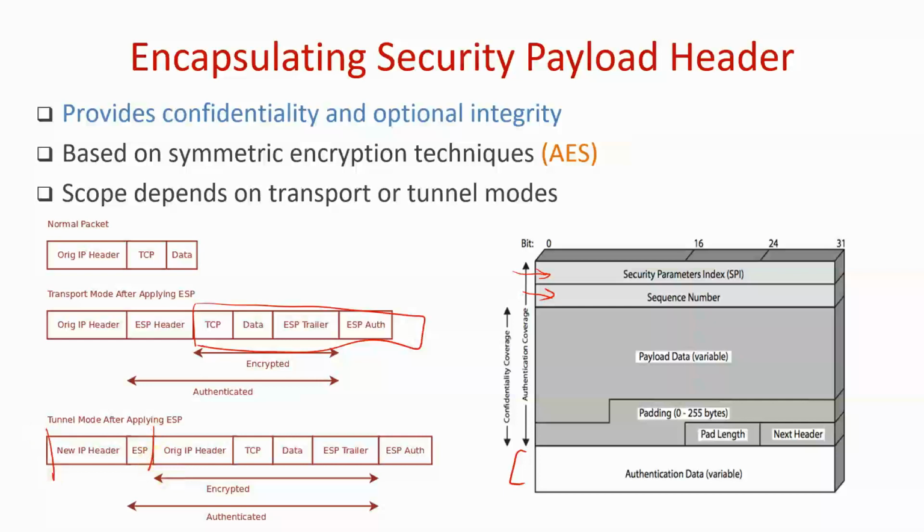Now you will notice here that the original IP header and the new IP header are not included in the authentication. This is not 100% accurate. Actually, parts of these headers will be included in the authentication. The problem is that you cannot include everything in the IP header in the authentication because there are fields that get changed from source to destination. For example, there is a field called time to live that is decremented by 1 in every hop.